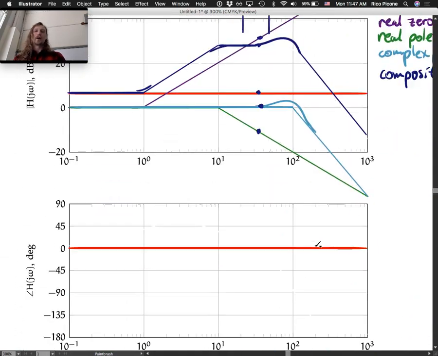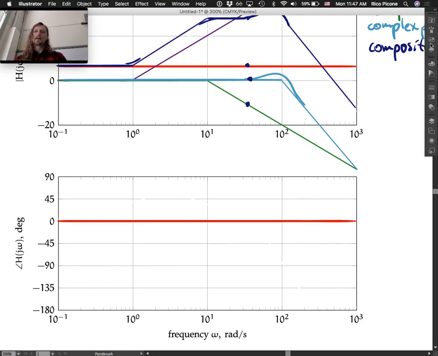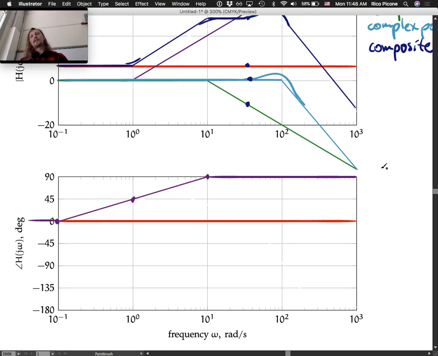So this one is the purple line, so I need to make sure I've got purple. Purple would start out at zero. We're at zero back here, but then the break frequency is one, for the real zero. So it needs to go through positive 45, and up to plus 90, and we're going to go with a straight line approximation between those. So it's approximately that, and then it flatlines at 90 thereafter.